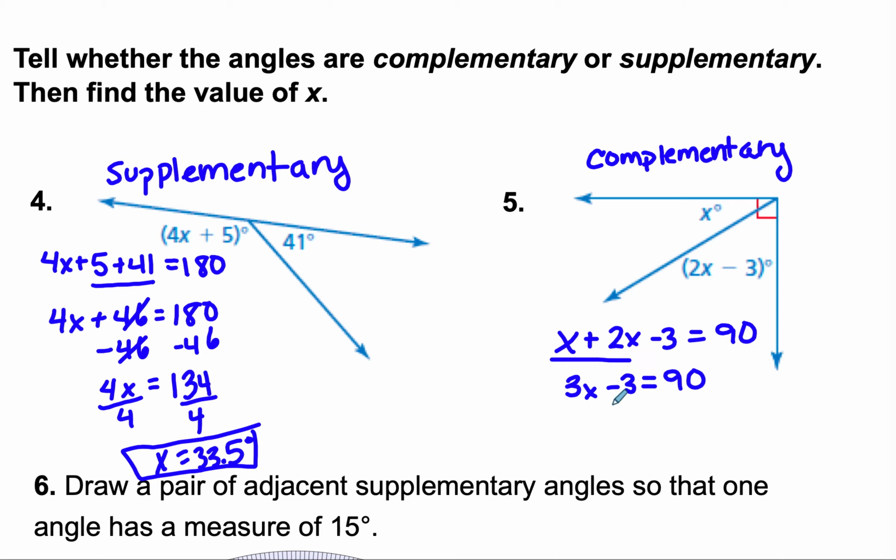I get rid of the minus 3 by adding 3. So I have 3x equals 93. And I'm going to divide both sides by 3. And I get x equals 31 degrees.